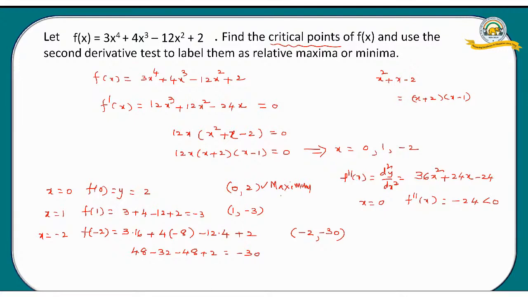Okay. At x equal to 0, the function attains maximum. The maximum value of the function is 2. Now at x equal to 1, f double dash x equal to 36 plus 24 minus 24, which is greater than 0. The second derivative is positive. That means the function attains minimum.